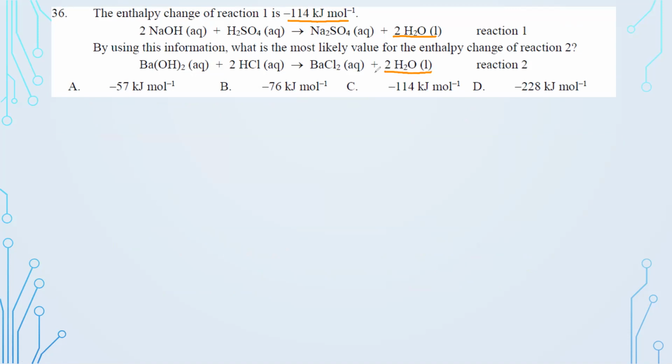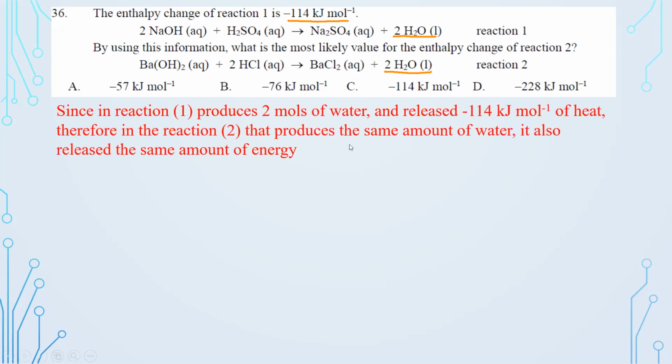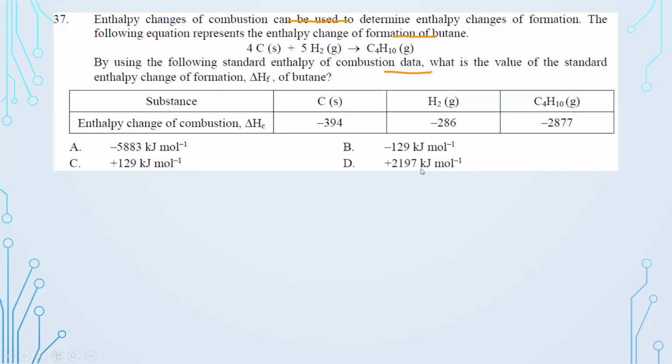So what is the answer that you are supposed to get here? It's supposed to be the same, isn't it? So it's negative 114 kilojoule per mole. Okay, so that is for 36. Any questions so far? Hopefully no problem.